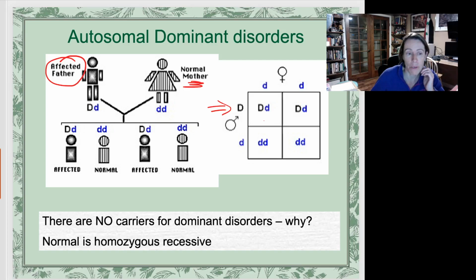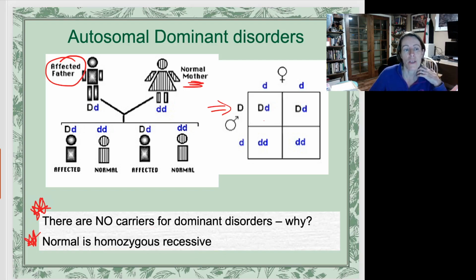And then there are a couple of notes here at the bottom of the slide that highlight that, number 1, there are no carriers for autosomal dominant disorders. You cannot carry the allele. Carriers are normally people that have the allele but do not exhibit the disease, right? But for dominant disorders, you can't carry the allele and not have the disease because the allele is dominant. So if you've got the allele, you're going to have the disease, right? So there are no carriers for dominant disorders, and a normal healthy person is homozygous recessive.